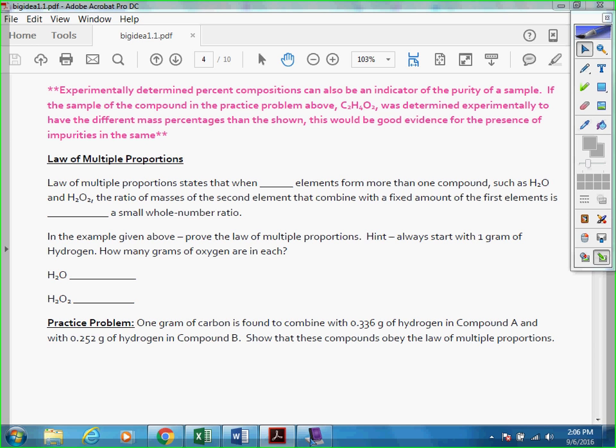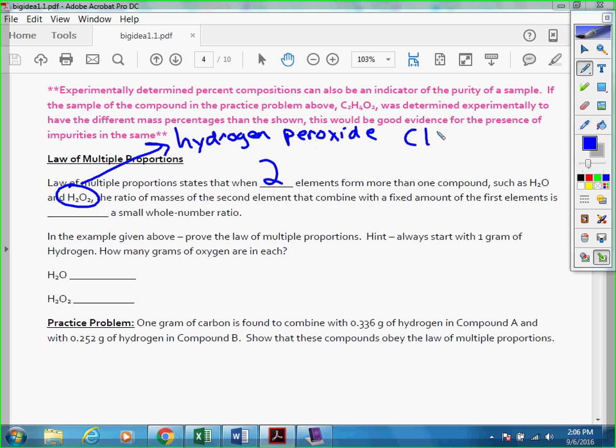The law of multiple proportions states that when two elements form more than one compound, such as H2O and H2O2. What is H2O2? You need to know that today, along with CH4. Hydrogen peroxide. What is CH4 again? And we got one more that we have to know. This guy, NH3. Ammonia. Ammonium is NH4 plus. Okay.